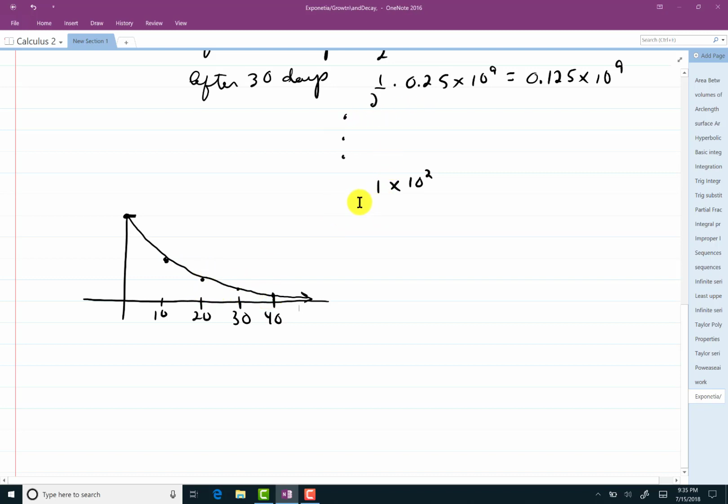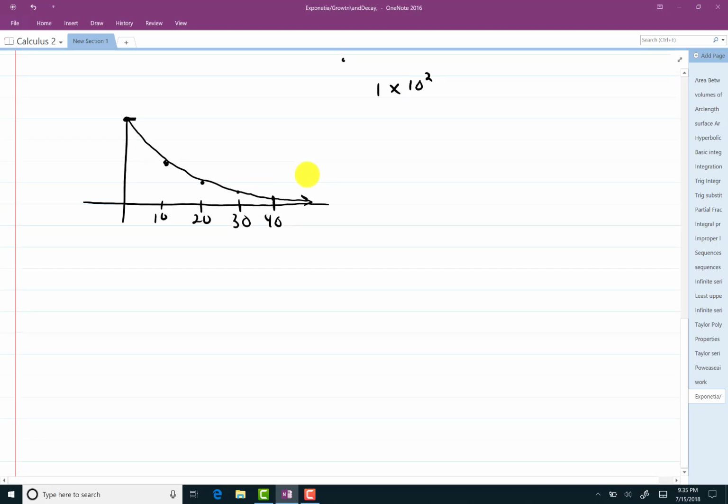You would have to estimate, unless 1 times 10 to the second happened to be exactly on a time when you have half the amount. You'll be stuck between two 10-day periods, the beginning and an end of a 10-day period, and you would just have to estimate them. What we're going to do will give a much better approximation. So here's how it works.